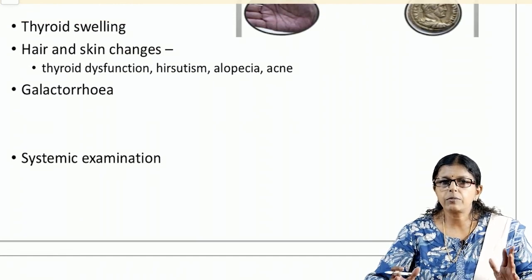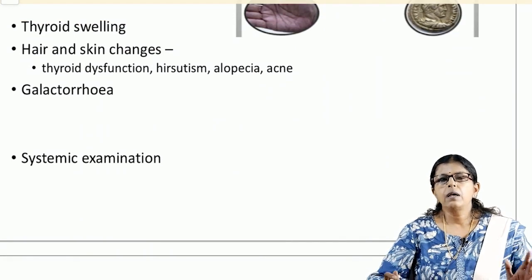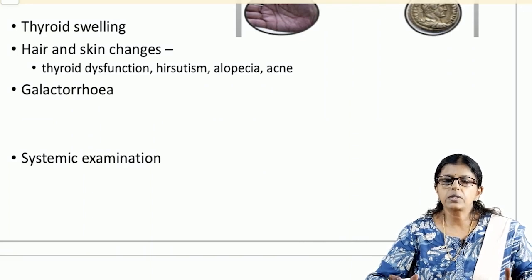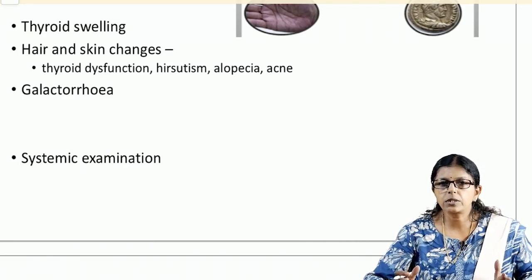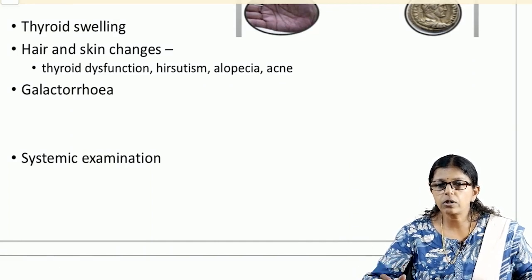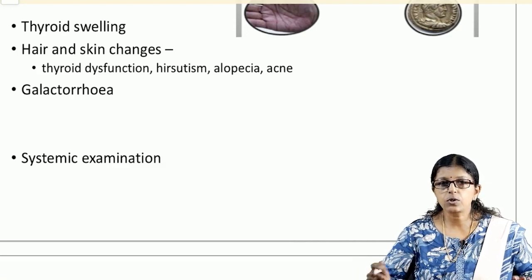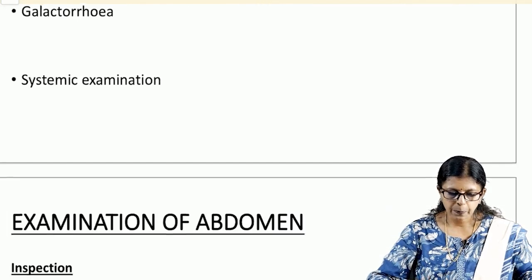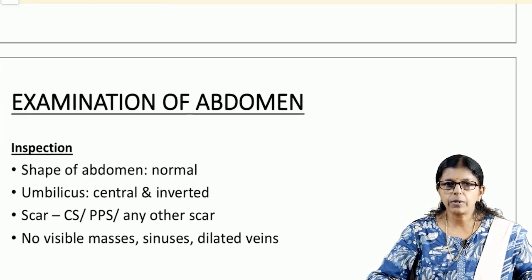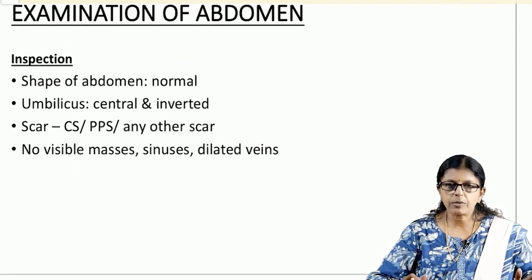To complete your examination, you must always look at the cardiovascular system, the CNS, and the respiratory system, because if this patient requires surgery, then you must know that all these systems are within normal limits. If not, you have to modify the risk factors associated with them. So, you cannot do away with a systemic examination. So, general examination, complete your systems, and then you have examination of the abdomen.